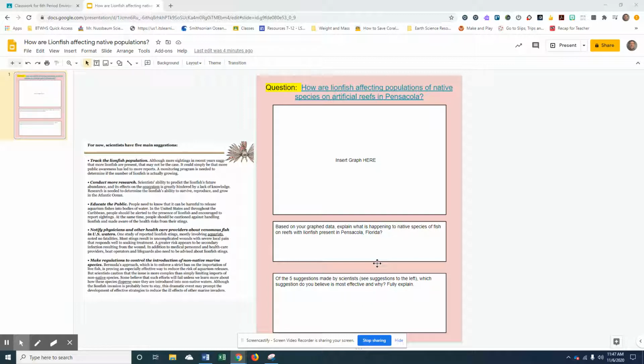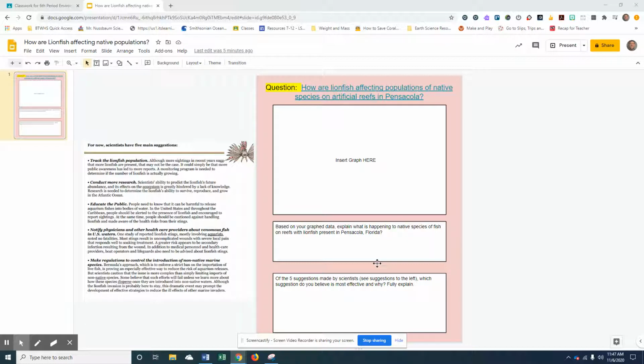Now, artificial reefs are essentially reefs, or structures, that humans have placed off of the beaches of Pensacola in order to create an ecosystem and a habitat for all sorts of marine organisms, okay? And you've seen some videos, I imagine, of artificial reefs. If not, I can show you one, or I'll attach one to this assignment.